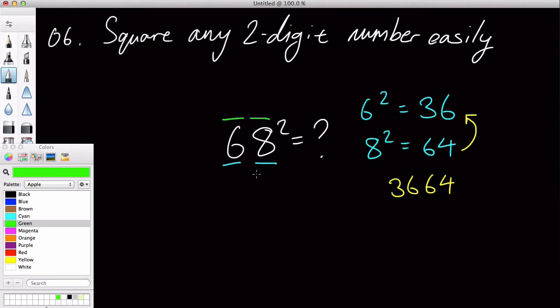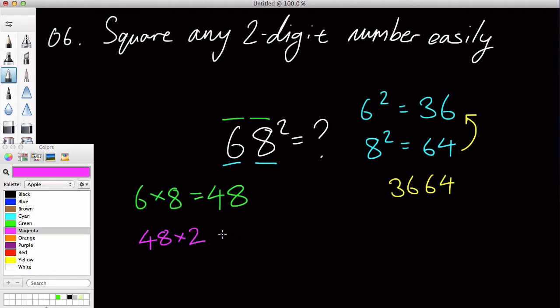Now with my green, the next thing we are going to do is look again at the two numbers, the 6 and the 8, and multiply them: 6 times 8, which is 48. The fourth thing we're going to do is multiply this 48 times 2, which equals 96 if I'm not wrong, and then add a 0, which is basically timesing it by 10.